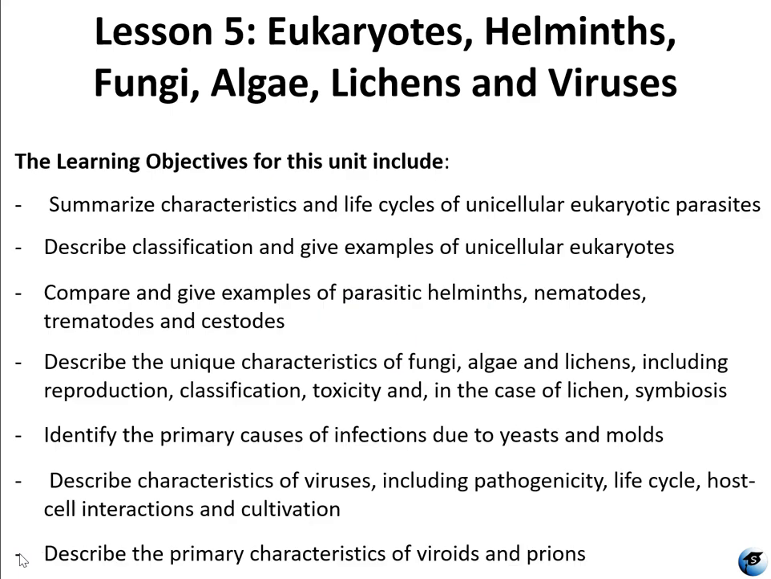The learning objectives for this unit include summarizing characteristics and lifestyles of unicellular eukaryotic parasites, describing, classifying, and giving examples of these unicellular eukaryotes, comparing and giving examples of parasitic helminths, nematodes, trematodes, and cestodes, describing characteristics of fungi, algae, and lichens, including their reproduction, classification, toxicity, and in the case of lichens, their symbiosis, identifying the primary causes of infection due to yeast and mold, describing characteristics of viruses, including their pathogenicity, life cycle, host-cell interactions, and their cultivation. And finally, we will just touch on the primary characteristics of viroids and prions.